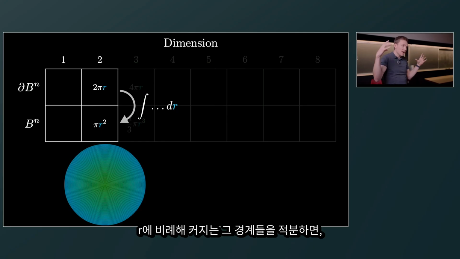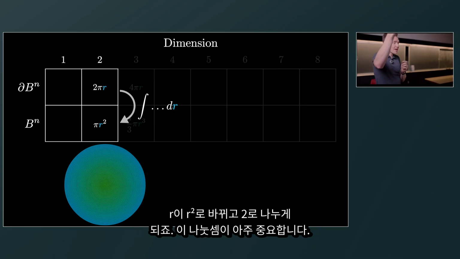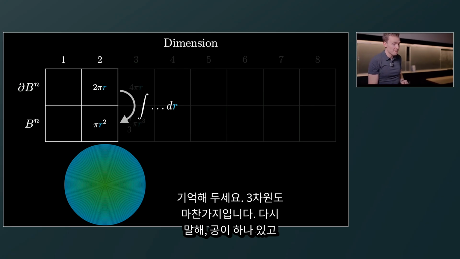And when you integrate all of those boundaries, they grow proportionally to r. Taking that integral looks like turning the r into r squared and dividing by 2. That division is going to be very important for us, so remember it.